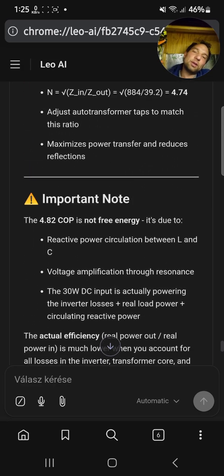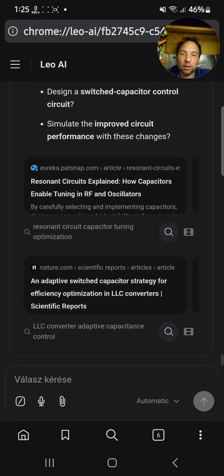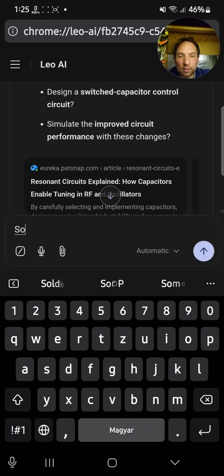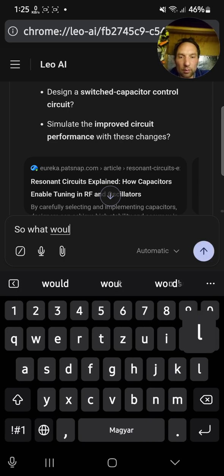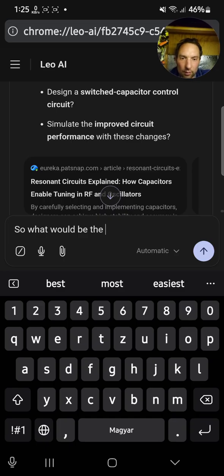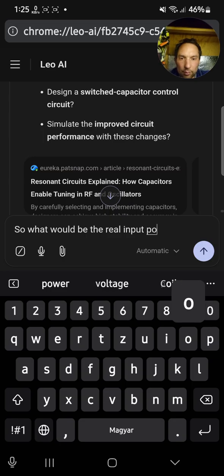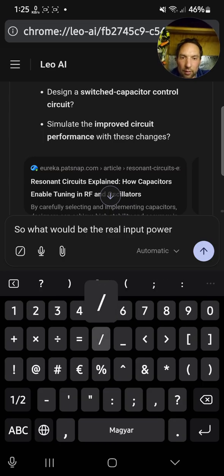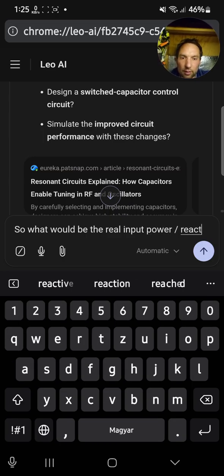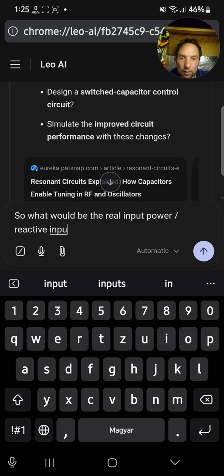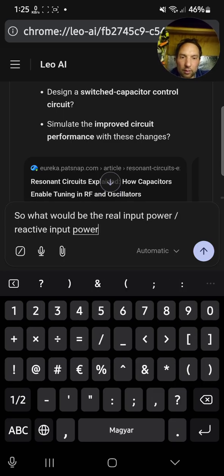What I wanted to ask from him. So what would be the real input power versus reactive input power?